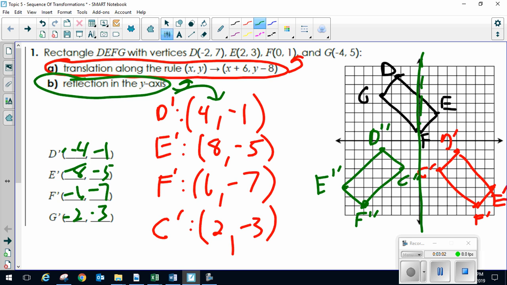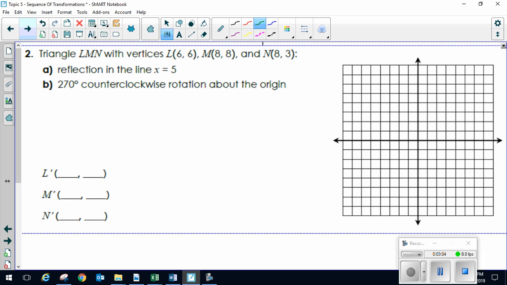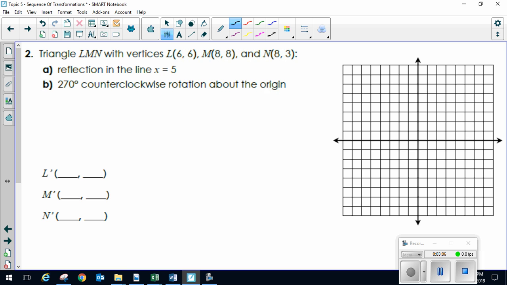All right, let's go ahead and do number 2. Let me go ahead and plot. L is at 6, 6. Here's L. 8, 8 is M. So that's up here. And N is at 8 right here. So there's my triangle. And the first thing they want me to do is reflect it over the line x equals 5.